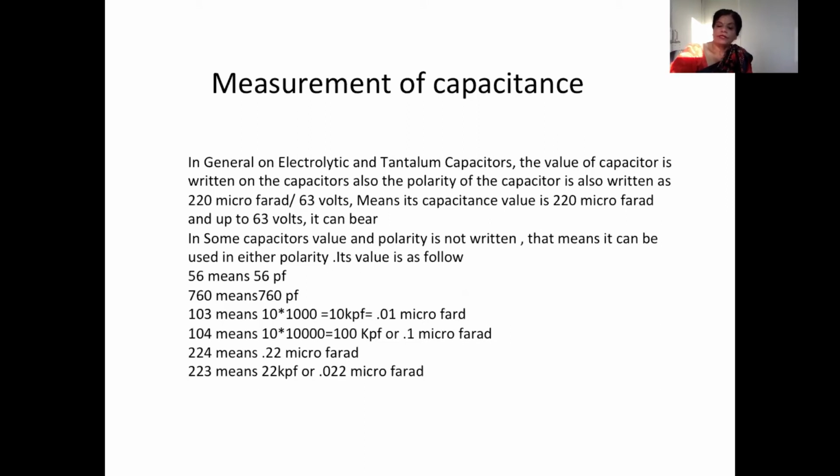Again, measurement of capacity. In some capacitors, it is given as only 56, which means it is 56 pF. 760 means 760 pF, and 103 means 10 into 1000, that is 10 kPF, which means 0.01 microfarad. 104 means 0.1 microfarad. 224 means 0.22 microfarad. 223 means 0.022 microfarad. In this way, we can convert it into farads.